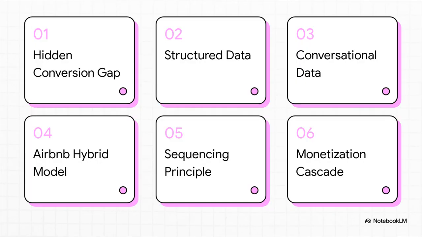So here is our roadmap for today. 1. The hidden conversion gap. 2. Structured data, rules, and ML. 3. Conversational data, the LLM solution. 4. The Airbnb hybrid model. 5. The sequencing principle. And finally, number 6, the monetization cascade. Let's get right to it.